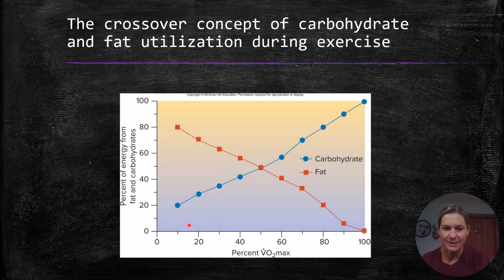So here you can see the intensity associated with this crossover. Here you can see carbs and fats, when we're at a low intensity versus a high intensity. At low intensity, I'm using about 80% fats and 20% carbs. As I increase that intensity to about 50% of my VO2 max, I'm using 50-50. So 50% fats, 50% carbs. And as I increase the intensity to 100%, I'm using 100% carbs and 0% fats.